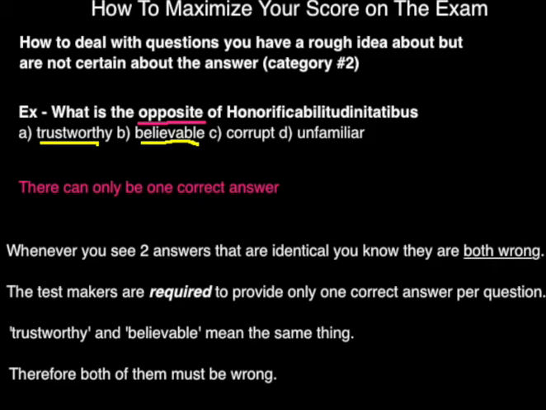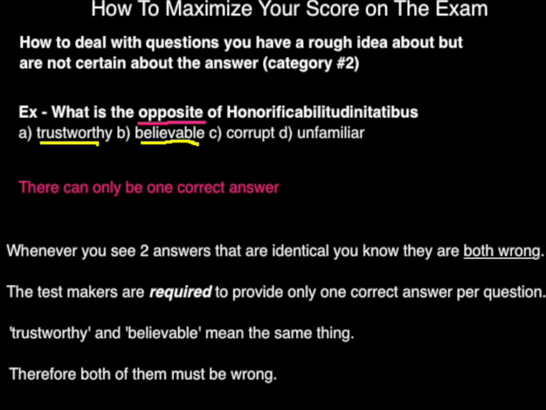So let's discuss another technique related to the process of elimination that you can also use on the exam. The second technique that you can use is one where you take advantage of a very well-known fact. For any question that has multiple options, you can be sure that there can only be one correct answer. And so if you have 2 answers which are identical or too similar to each other, then you can assume that neither of those 2 answers is correct.